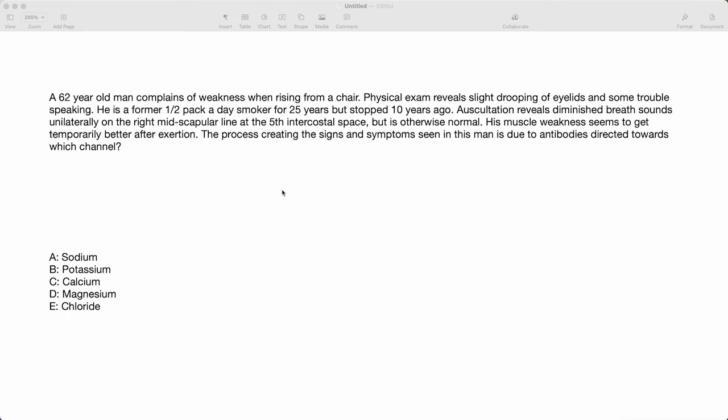So this is a sample question I made myself. The first thing I always do is read the last sentence in the question. The process creating the signs and symptoms seen in this man is due to antibodies directed towards which channel?